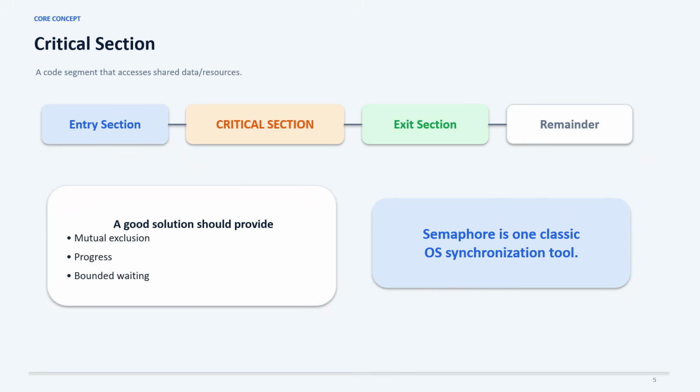A good critical section solution should satisfy important properties such as mutual exclusion, progress, and bounded waiting. For our current discussion, remember one important point. Only one process should be allowed inside a protected critical section at a time. One mechanism that helps us achieve this is a semaphore.